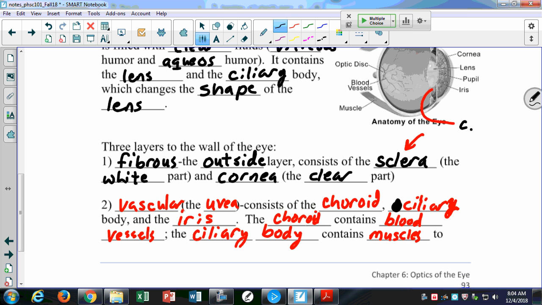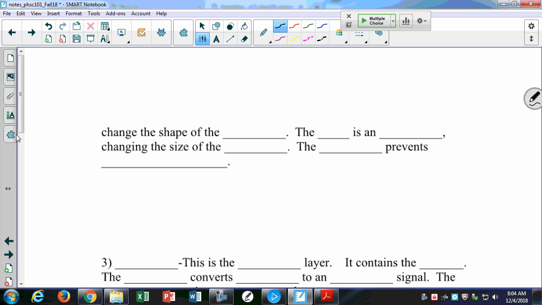This is the ciliary body right here. It's not labeled on that figure. But again, the lens, which is this fluid-filled, oblong pouch, has these muscles attached to it, and they can squeeze down or stretch out. It contains muscles to change the shape of the lens.